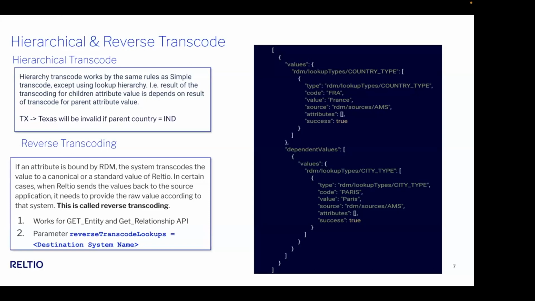Because it's a dependent lookup or hierarchical lookup, it will also check whether the valid parent is coming or not. If it finds that TX Texas is a valid mapping for this particular source, but the parent is not correct, the hierarchical transcoding will fail, right? And it will be captured as an error.